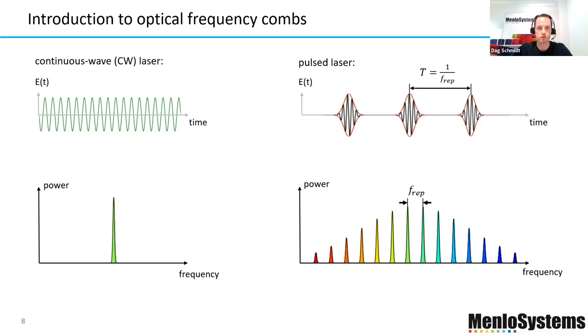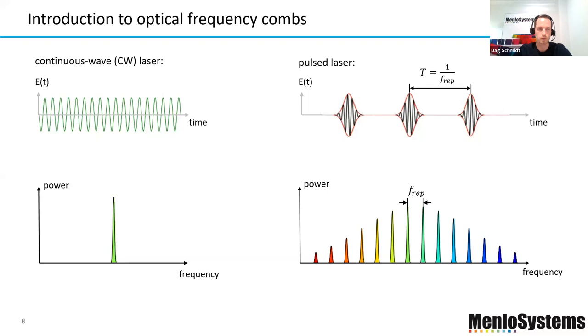One of them are the continuous wave lasers, the CW lasers, and the other class are the pulse lasers. So as we all know, a continuous wave laser in an ideal world would emit an electric field which is perfectly sinusoidal. And the spectrum of such a laser is just one Lorentzian peak.